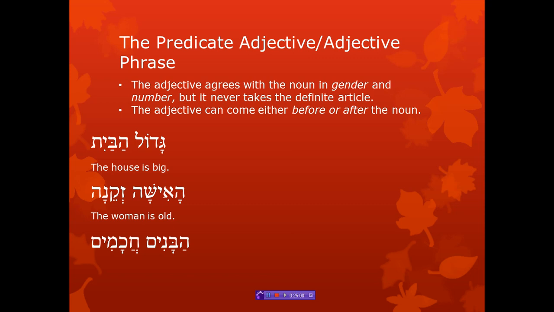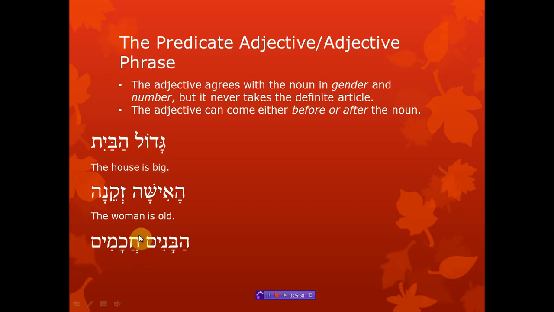If Zakena had a definite article on it, then it would in fact be an attributive adjective, and we would have to translate it as the old woman. But because it lacks the definite article, it is a predicate adjective, creating its own self-contained sentence: the woman is old. Let's look at the third sentence. Habanim chachamim. Here we have the word for sons, banim, habanim, the sons. Chachamim is the adjective for wise.